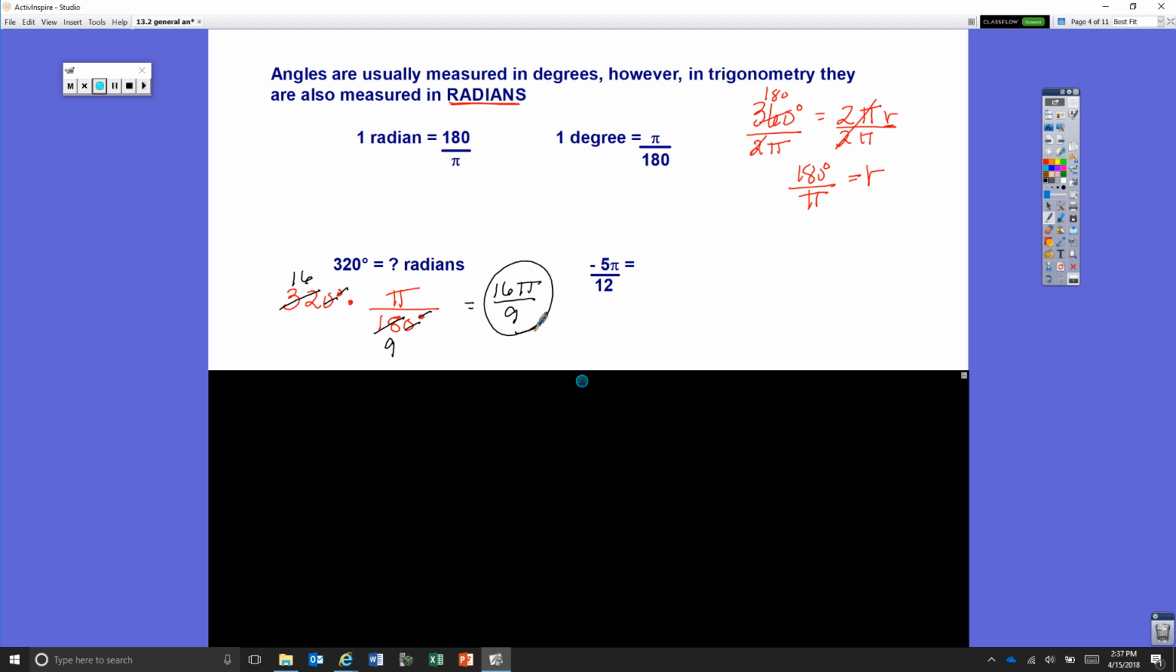Radians will always be named in terms of pi because of this formula, circumference.